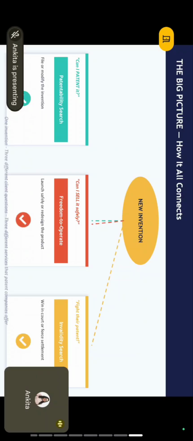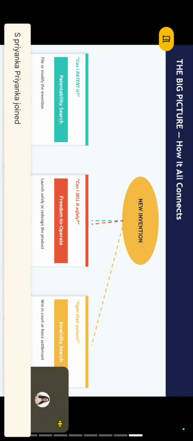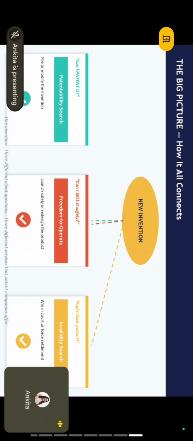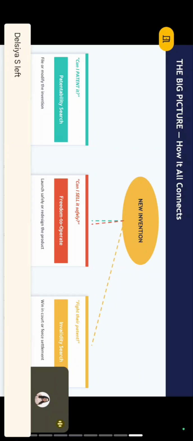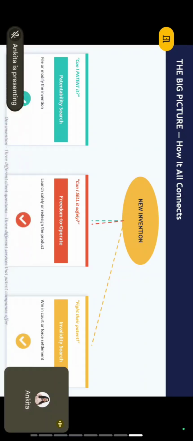Second question: can I sell it safely? For this, we do the freedom to operate search. Launch safe, so that the client can launch safely and redesign the product if needed. And the third type is fight their patent. That is invalidity search. A competitor is suing a company with their patent. So can I fight back? This kind of search is invalidity search, to find prior art and destroy the patent, and win in court.